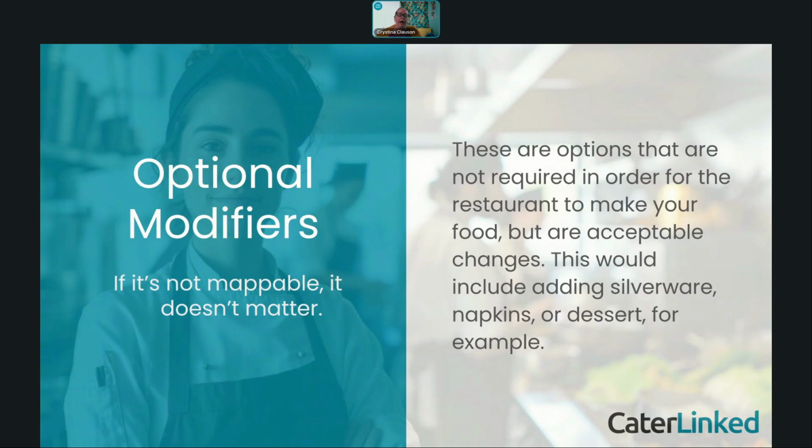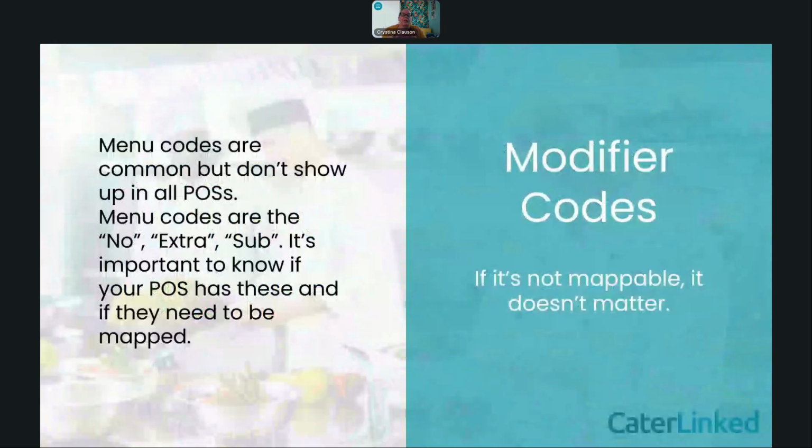But part of optional modifiers is something called modifier codes. When I was on the restaurant side, we called them menu levels, not menu codes, but they call them menu codes or modifier codes or levels. Essentially what they are is programmatically no something, extra something, sub something. And the reason why you want to consider using this rather than an open food prep like no mushrooms is because this can be used for inventory purposes.